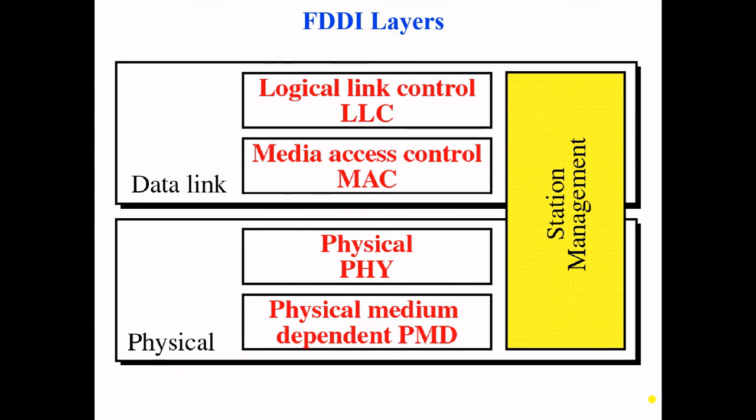Now the FDDI layers, fiber distributed data interface layers, and in this figure there are two layers, the physical layer and the data link layer, and collectively it is represented by the station management. In the physical layer there are two things, physical medium dependent PMD and physical PHY. In the data link layer there is the medium access control sublayer and the logical link control sublayer. So these are the FDDI layers.